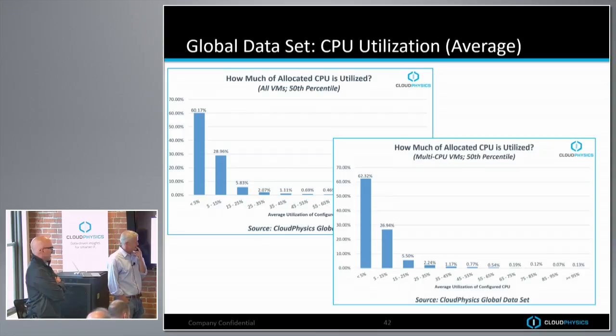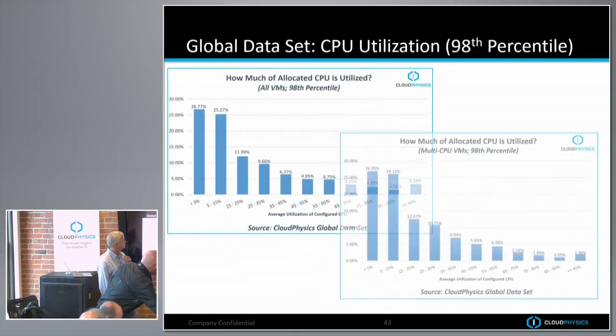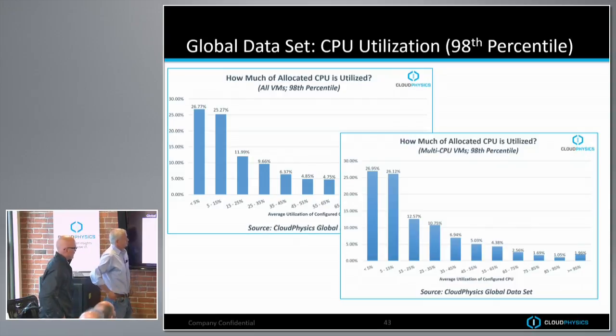At the 50th percentile. But 50th percentile is not that interesting, so if you change it to the 98th percentile, it levels out a little bit more, and you start to see the distribution is now closer to peak, approaching peak.